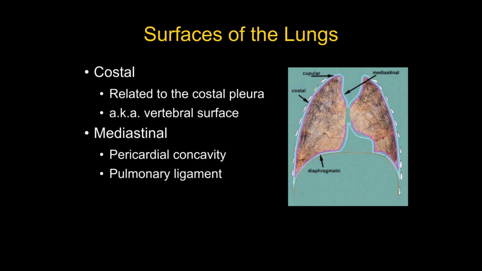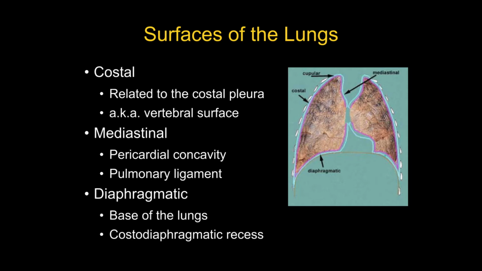Then you have the mediastinal surface of the lung, which touches on the mediastinum. So represented here by the pulmonary ligaments and the pericardial concavities. The concavity on the left side. And then, of course, beneath you have the diaphragmatic surface, or the base of the lung. So that space between the ribs and the diaphragm and the lung is a space known as the costodiaphragmatic recess. It is always present unless it is obliterated by usually fluid outside of the lung and above the diaphragm.